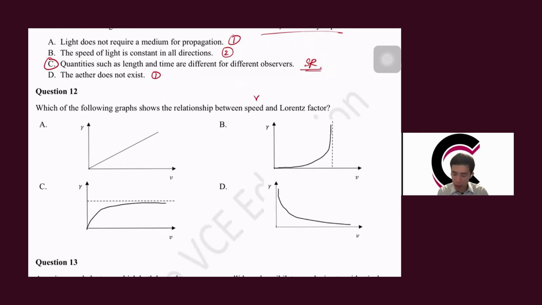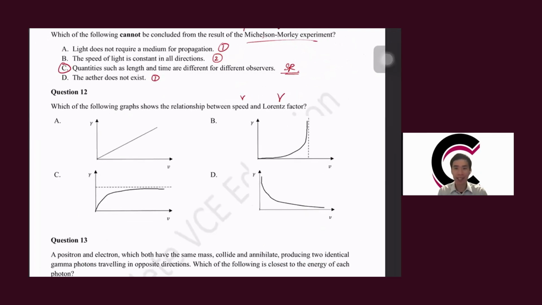Question 12, speed and Lorentz factor. Okay, this is a math question, honestly, in a physics sort of disguise. If you write down the Lorentz factor, which is 1 over the square root of 1 minus v squared over c squared, you will notice one thing: when v approaches the speed of light, as you go quicker and quicker, the Lorentz factor goes to infinity, right? Because when v is c, it becomes 1 minus c squared over c squared, which is 1, so that's the square root of 0.